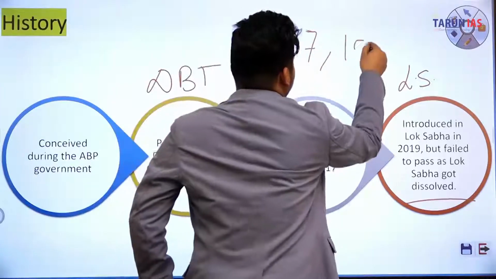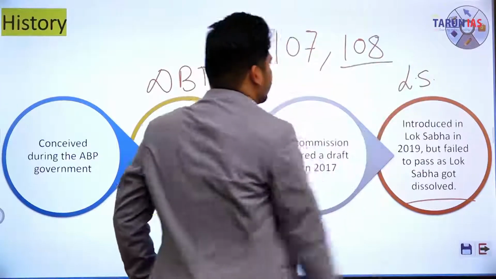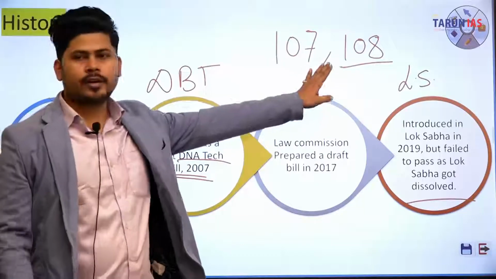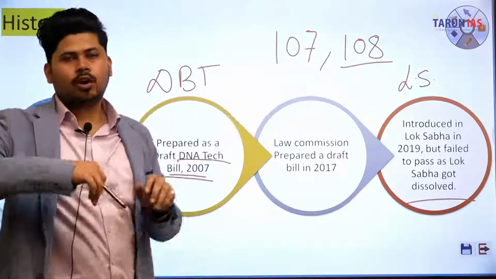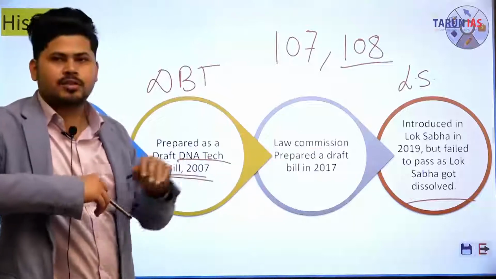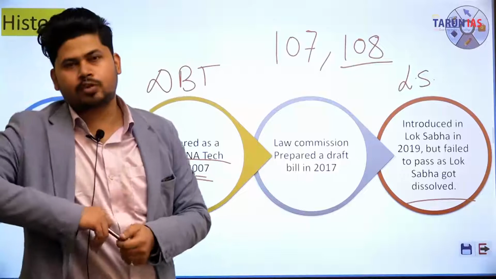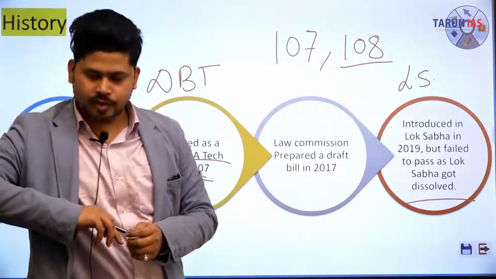Article 107, 108. 108 is on joint sitting, understood? And Article 107, Article 108 both talk about what? The lapses of the bills. Like what kind of bills will lapse when the Lok Sabha gets dissolved, because Rajya Sabha never gets dissolved.